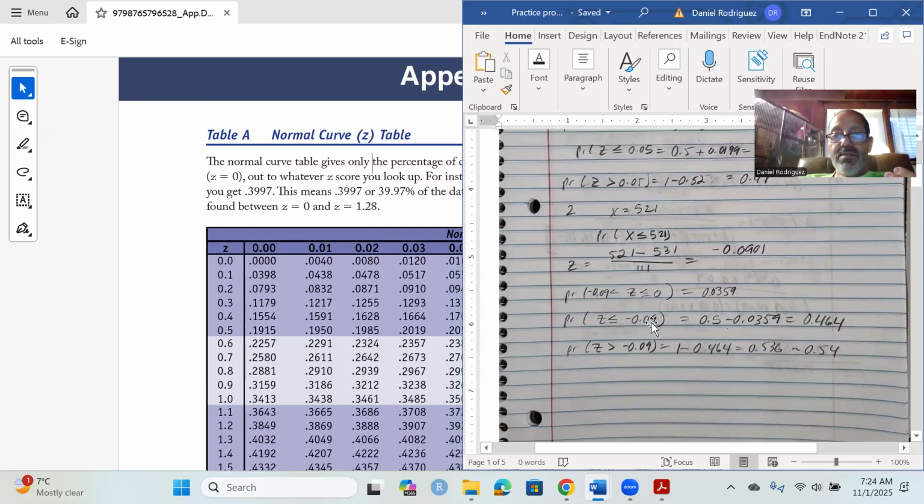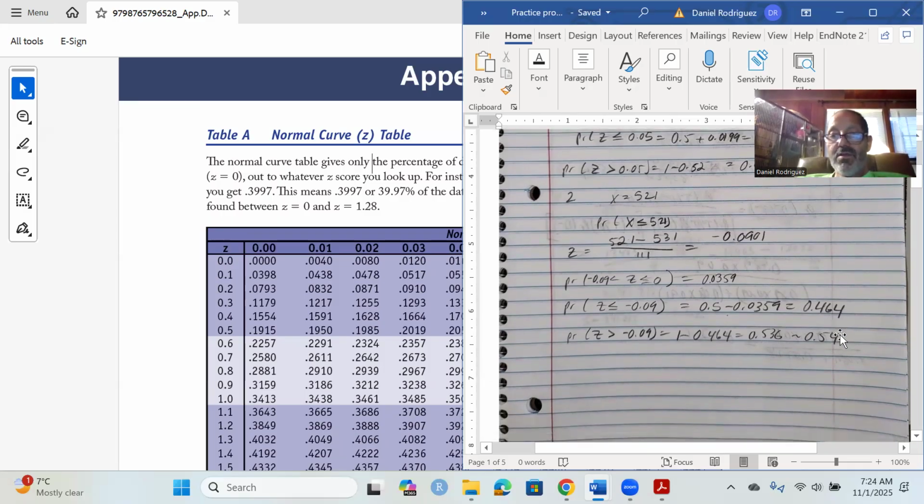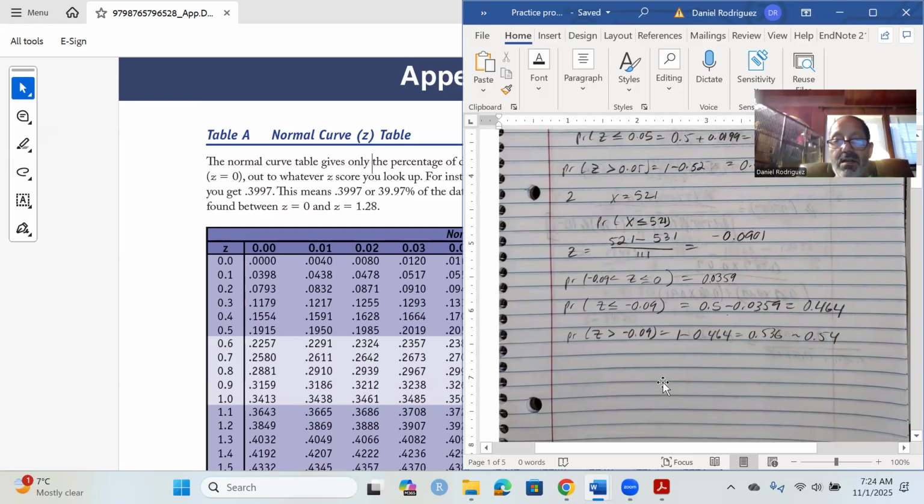Just by definition, that's what a percentile is, less than or equal to a certain value. We get 0.464. All right, so that's the probability that's less than or equal to our student, right?